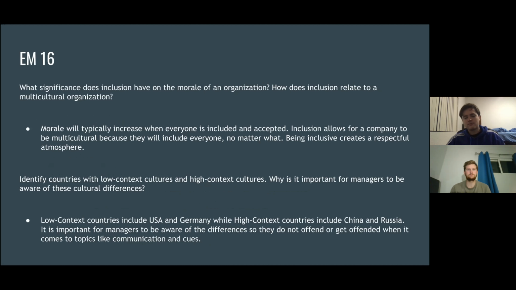Thank you. All right, so EM16: what significance does inclusion have on the morale of an organization? Typically, morale will just increase when everyone is included and accepted. Now, what is inclusion, or how does it relate to multicultural organizations? Just being in a multicultural organization, they need to include everyone no matter what, whether that's race or gender identity or just their culture in general. And this just kind of creates a respectful atmosphere altogether.